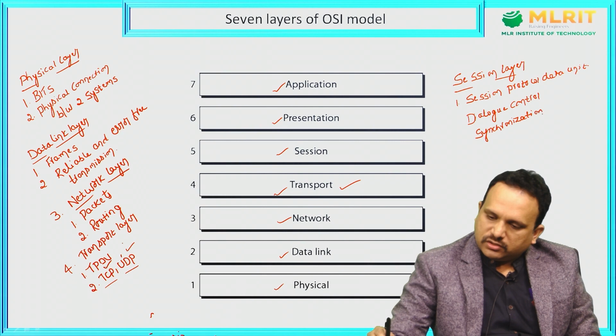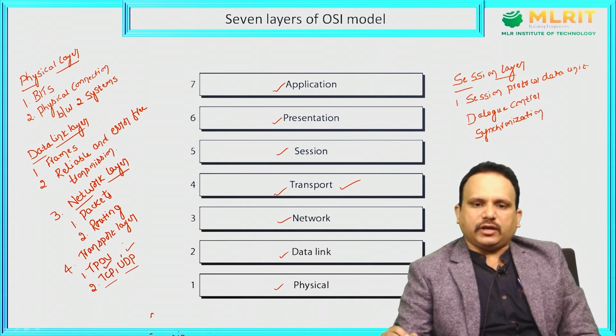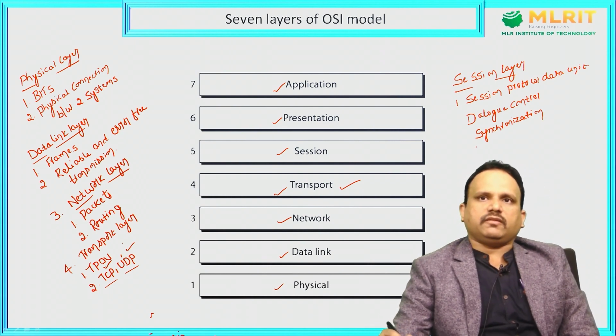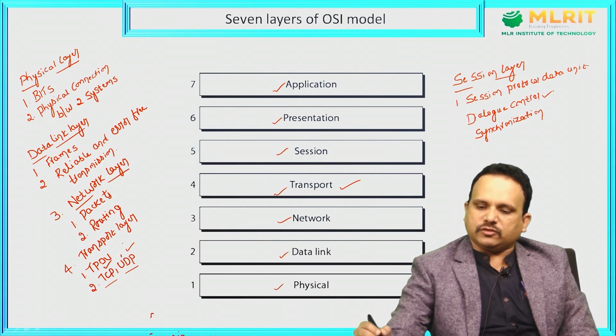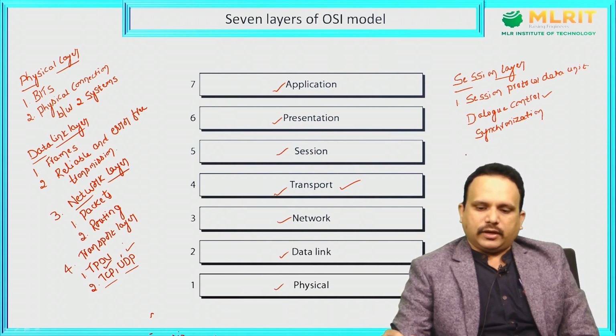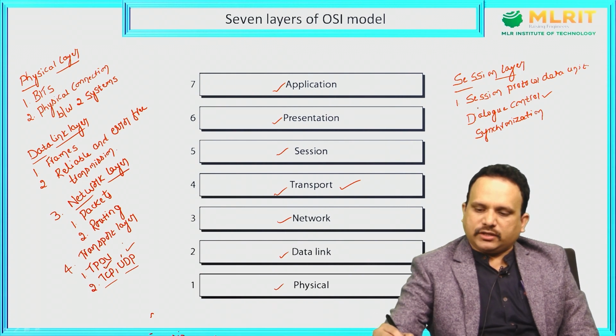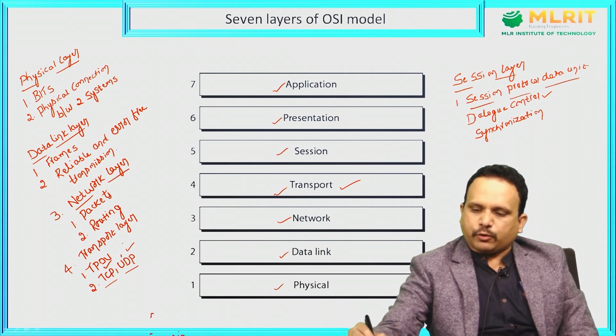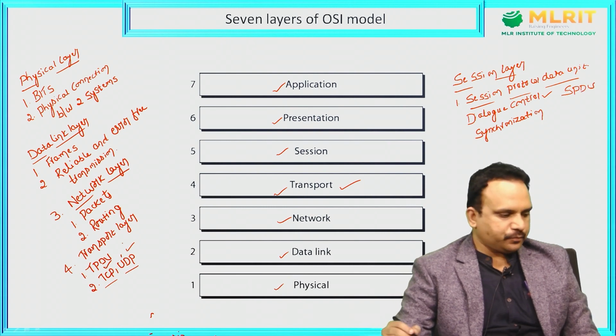So if you want to establish the communication between the sender and receiver, this will happen with the help of dialogue control, right? This is the session layer. So the data exchange in the session layer will be a session protocol data unit. In short, we call it an SPDU.